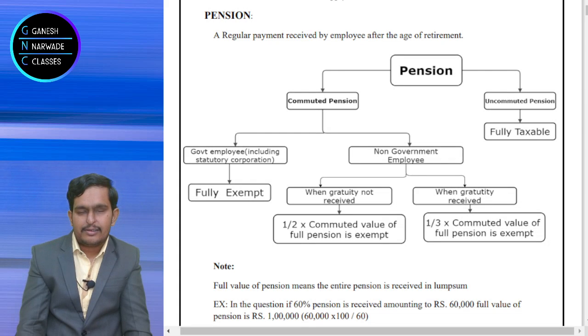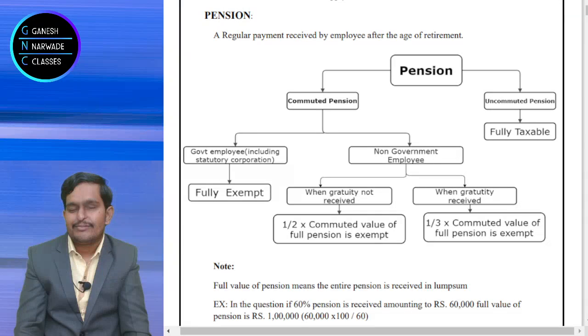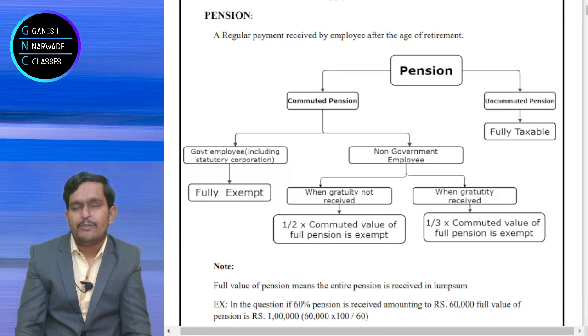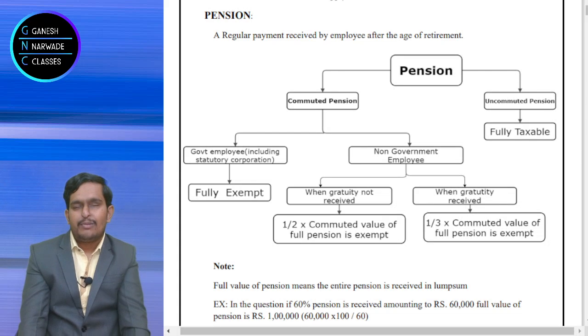If you are not receiving gratuity, okay, then 1/2 of the full value of commuted pension is exempt. Now what is this full value of commuted pension? Suppose, for example, you asked your employer to commute 60% of your pension. You asked that they please give 60% of the pension in lump sum.